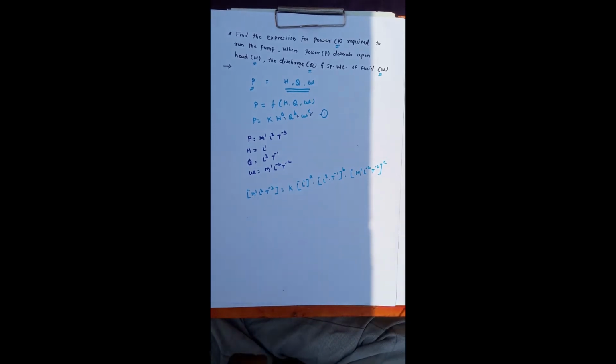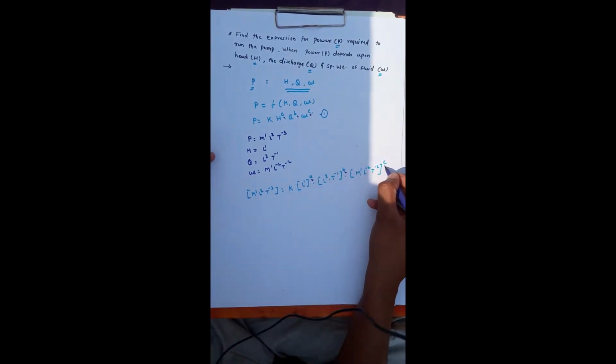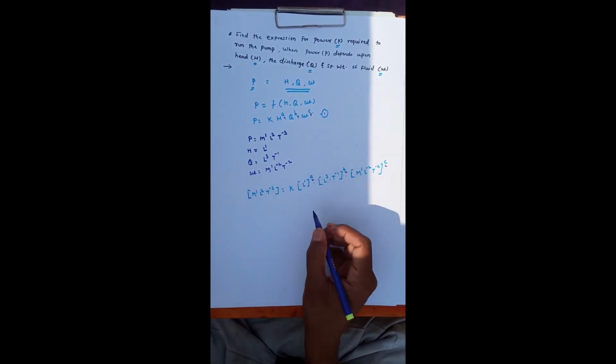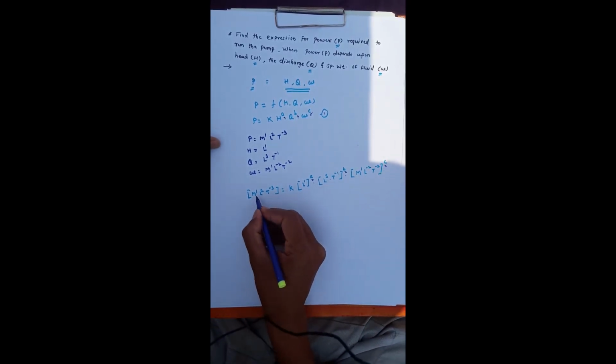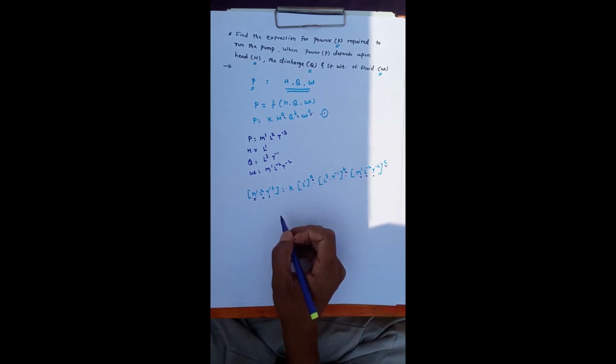Now to find the values of the arbitrary constants A, B, C, those arbitrary powers are found by comparing the fundamental dimensions from both sides. So what are the fundamental dimensions? M, L, T. These three fundamental dimensions are there.